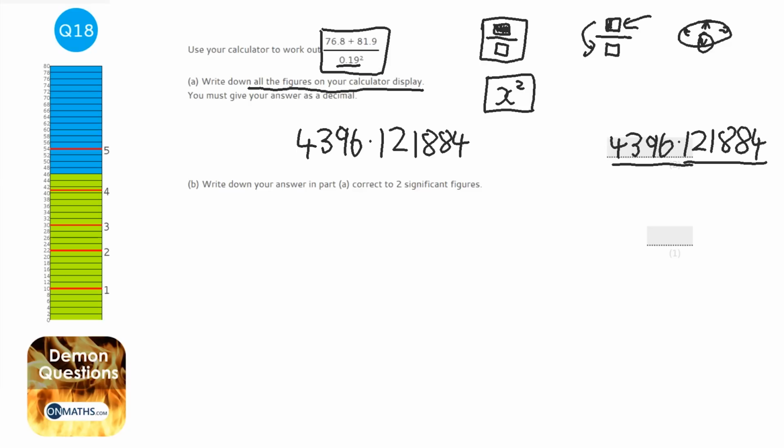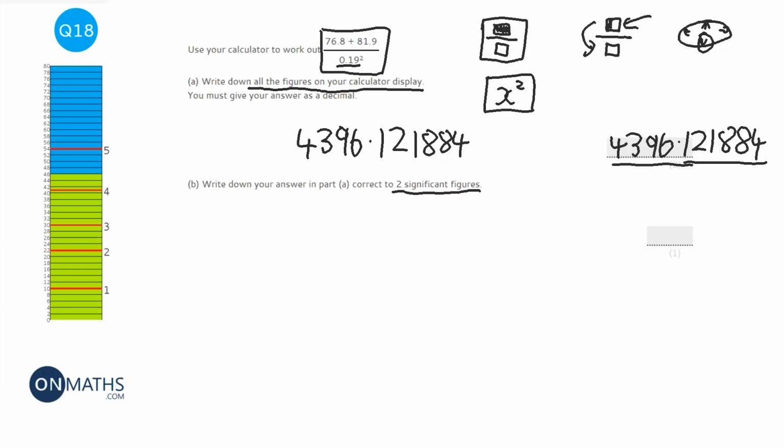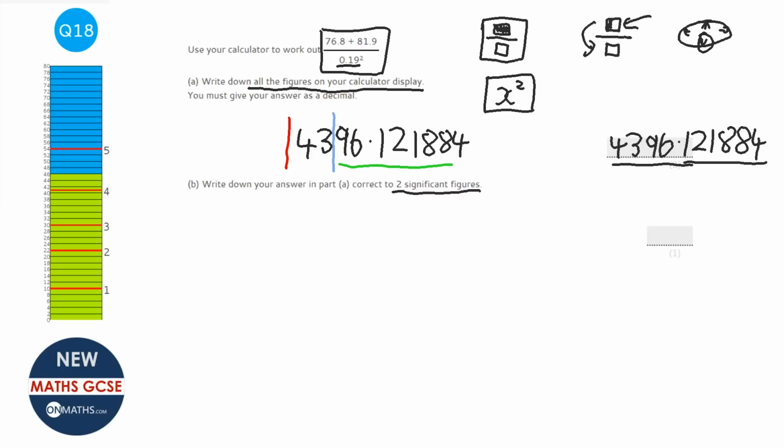Okay, so write down correct to two significant figures. Now, to do two significant figures, we start counting at the start of the number. So I'm going to do a red line where you need to start counting, and you just count 1, 2 numbers. So the blue line is where I've stopped counting. Now, all of these numbers here are going to be reset to 0. They're going to go away. Well, not quite. Let's come to that later.